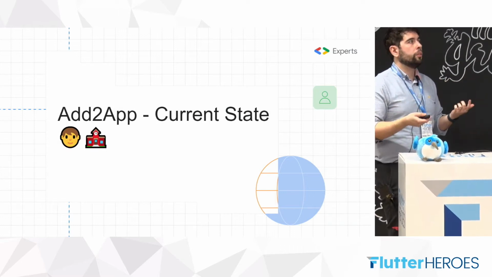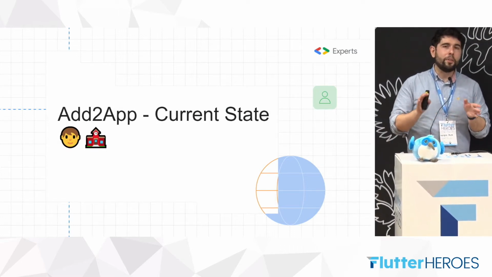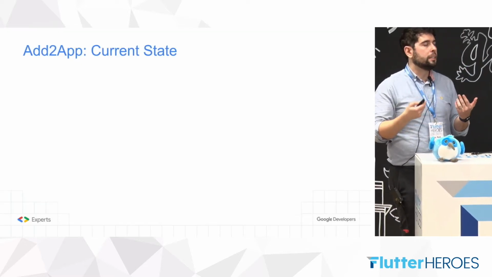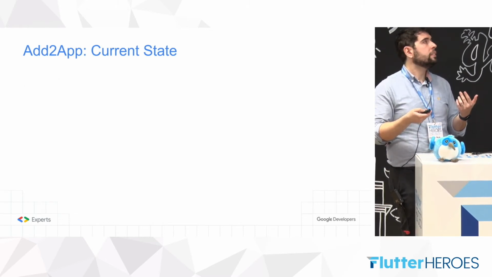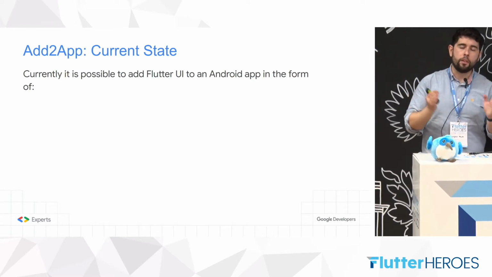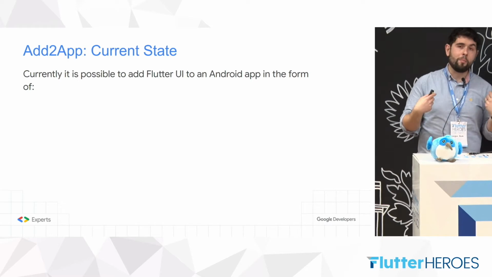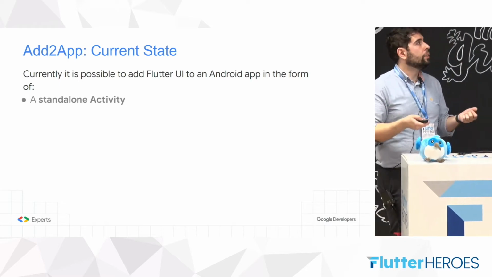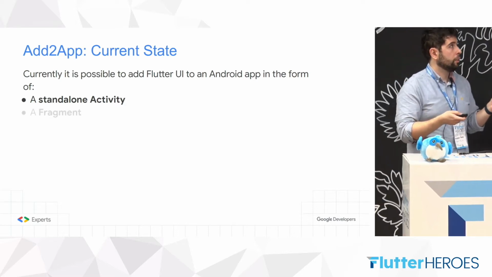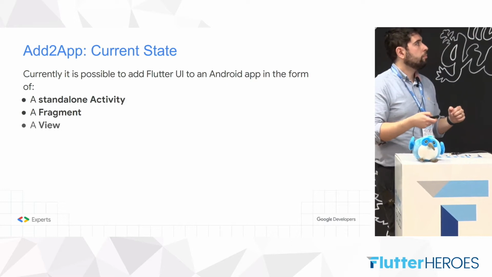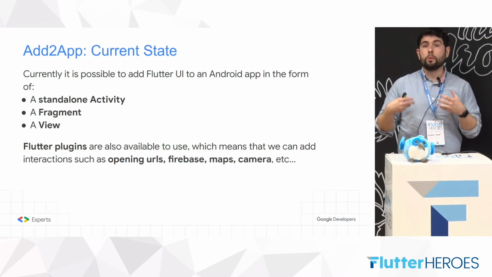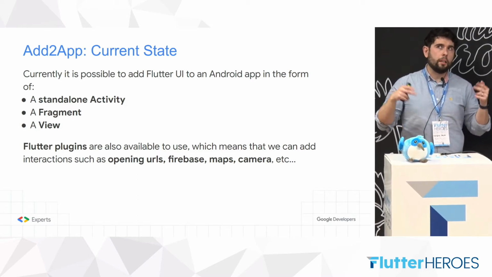Now, what's the current state of Add to App? And here, current state might be a little bit misleading, because again, this has been ongoing since Flutter 1.16, I think. And we are going to focus only on Android in this talk, not on iOS. I have a little bit of background in Android. So we can add Flutter UI to existing applications in the form of a standalone activity, a fragment, and a view. And the good thing is that we can also use Flutter plugins inside our Add to App view.